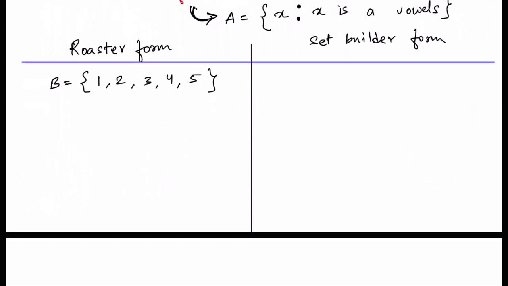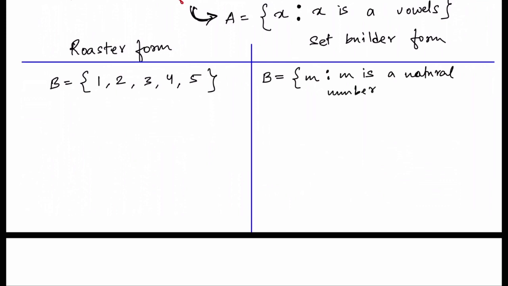Now how will we write this? Same procedure as above. B is the set. Now let's represent the elements of this set using another variable. Let it be M. Now we have represented all the elements of the set by using the letter M. Now M is an element of B such that M is a natural number.